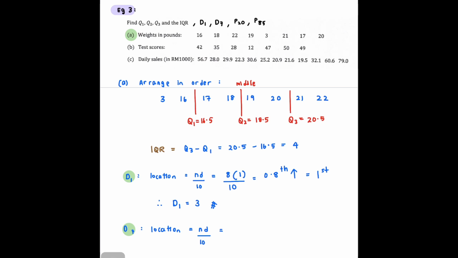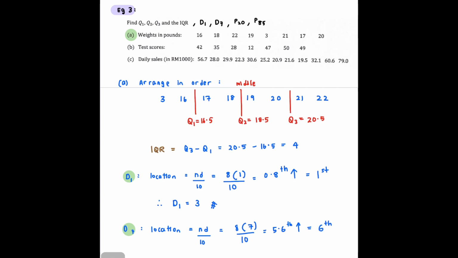Let's say, look at the second example, D7. So question asks to find decile 7. So the same method, just substitute into the location formula. So N will be 8. Your D is 7 over by 10. So 8 times 7 divided by 10 is 5.6. This is the location. If you have decimal number, round up. So you are having 6.